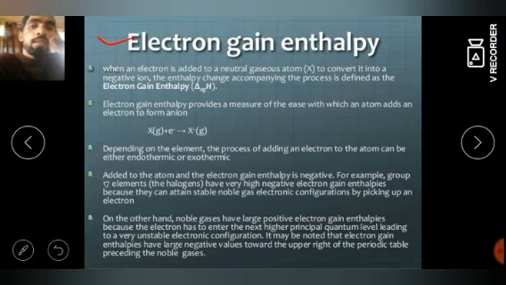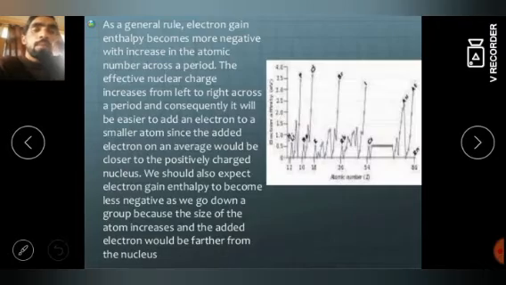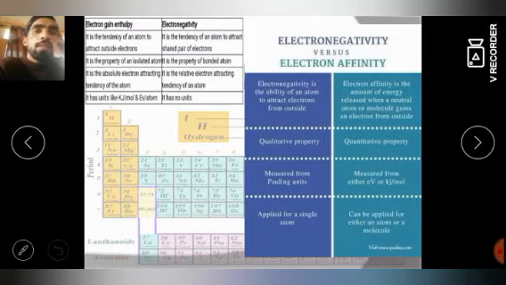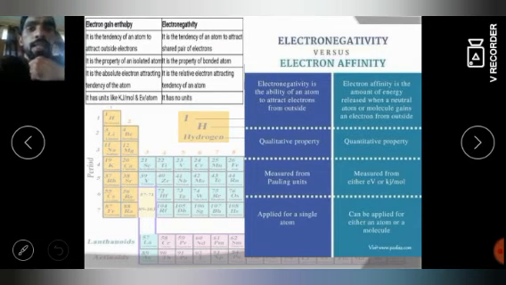It is what happens when an electron is added to a neutral gaseous atom. So let's understand with the help of their differences. There is a difference between electronegativity and electron gain enthalpy. Electron gain enthalpy is the tendency of an atom to attract an outside electron, whereas electronegativity is the tendency of an atom to attract a shared pair of electrons. There is a difference between a shared pair of electrons and an outermost electron.